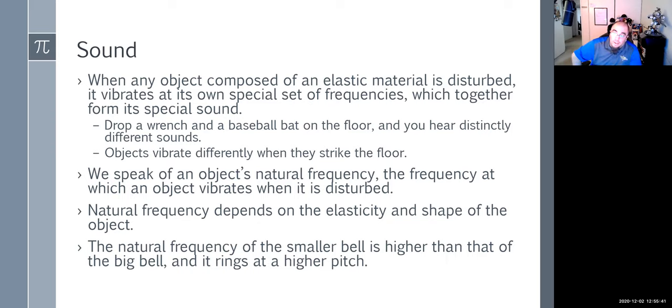If you have a small bell, the pitch, the frequency of it, is going to be a lot higher than that of a big bell, which rings at a lower pitch, right? So if you take something like a dinner bell, it's ring, ding, ding, ding, or, oh my gosh, the Salvation Army bell, right?